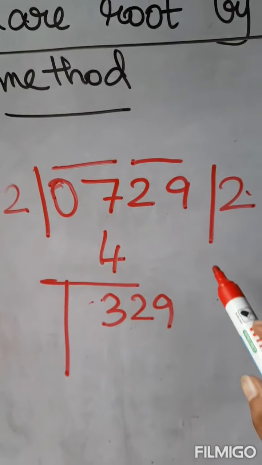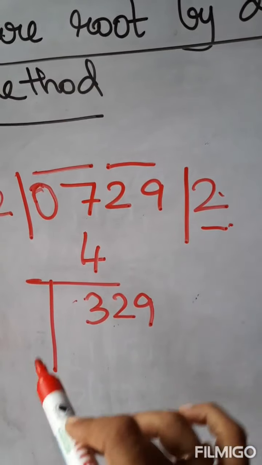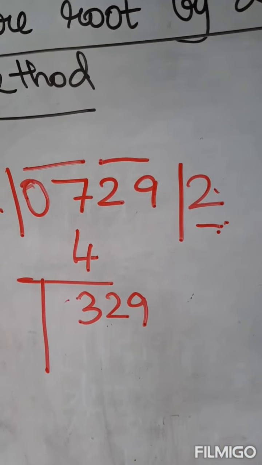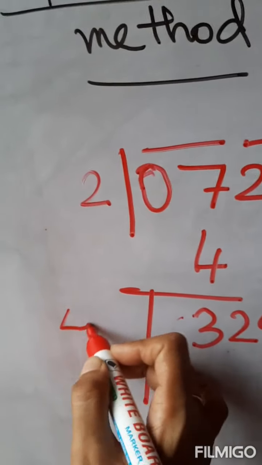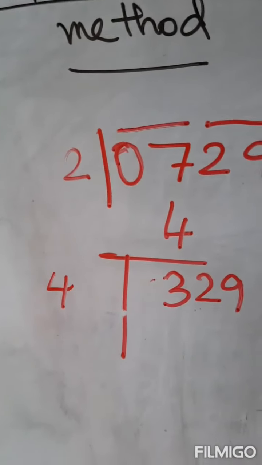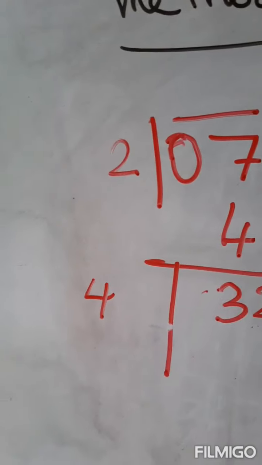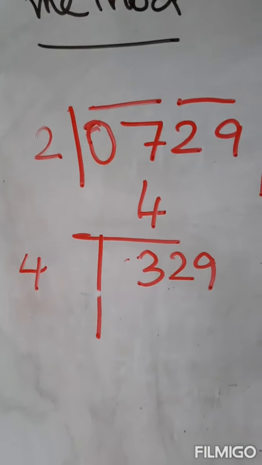Next we are going to double the quotient. Whatever the quotient is, this is the place where we write the quotient. So we will double the quotient and we get 4. If it were 8 over here, we would get 16. We may get a double digit. So here we got 4.